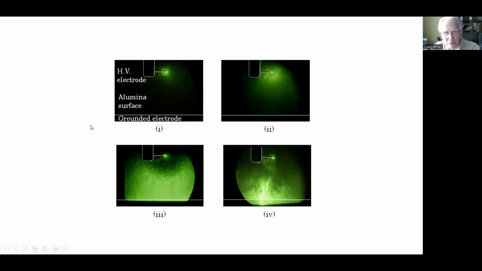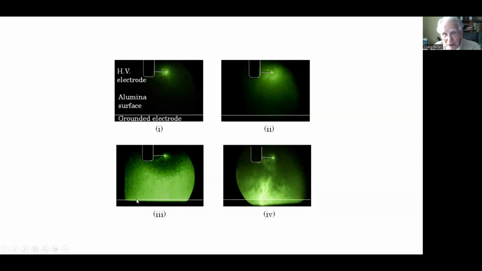Here's an example of an optical thing. This one you have a grounded electrode. This is a flat insulator, aluminum surface, a high voltage electrode with a needle touching the surface. You can see the discharge begins at the cathode triple junction where the needle is touching. It develops, it finally goes all the way to the anode.